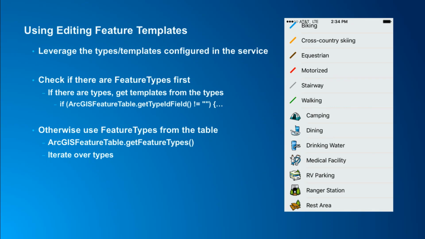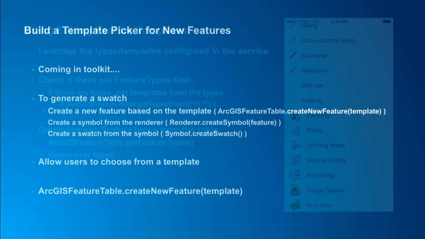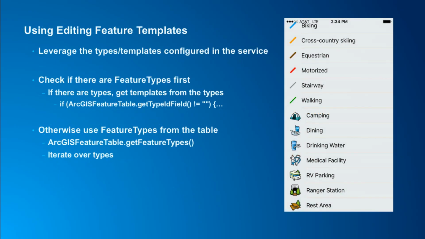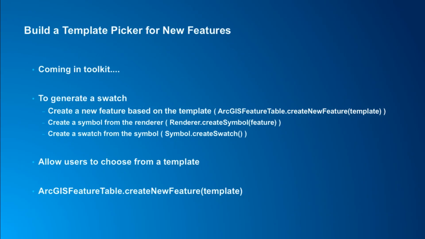So that's how you get hold of what the feature types or feature templates are. Once you've got them, you then want to be able to show, and Justin's going to do a demo of this actually, a swatch of the feature template so that the user can say, yes, I want that one. You do that by generating a swatch. The first thing to do is to create a new empty feature based on the template. You can then create a symbol from the renderer using that feature, and then you can create a swatch from the symbol that you then put in your UI template picker.